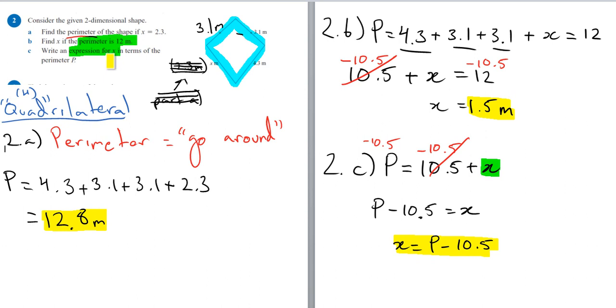Anytime you're told to find an expression for x in terms of something else, x has to be your subject. So x has to be on its own. So here we made x to be on its own. And so that's our answer there.